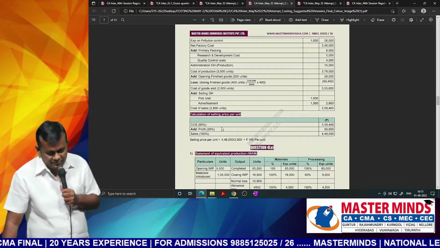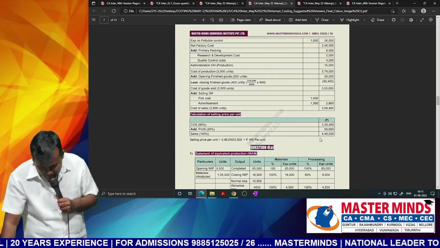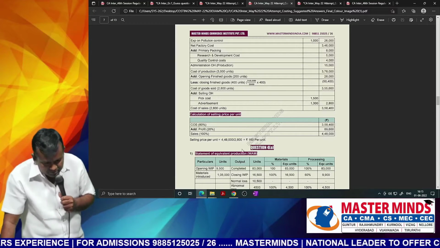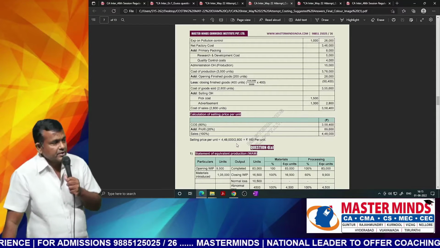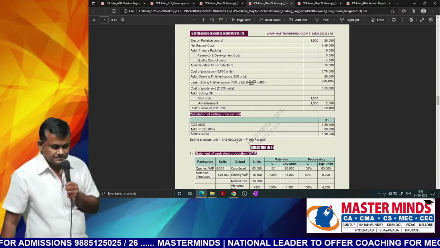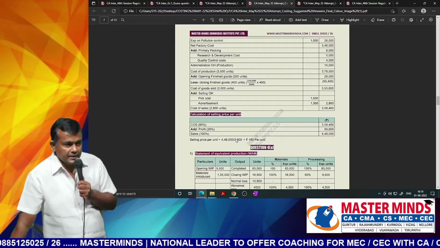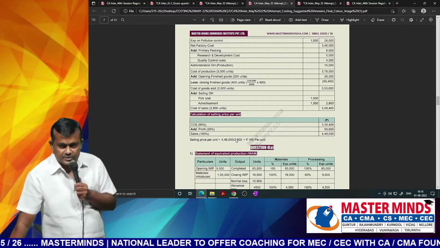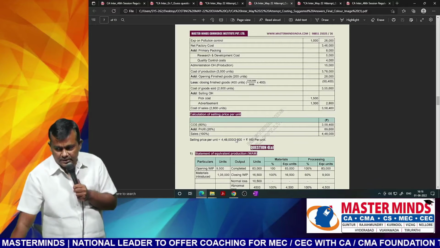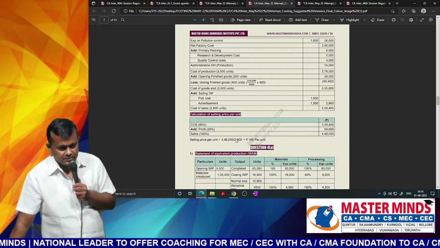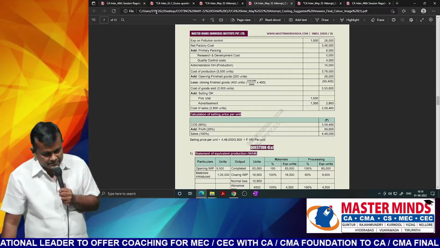Then here rate of profit is given in the problem. Find out the sales amount 4,48,000. So divided by 2,800, 160 rupees. Already do it, sir. So selling price per unit already calculated, 160 rupees. So this is the cost sheet.